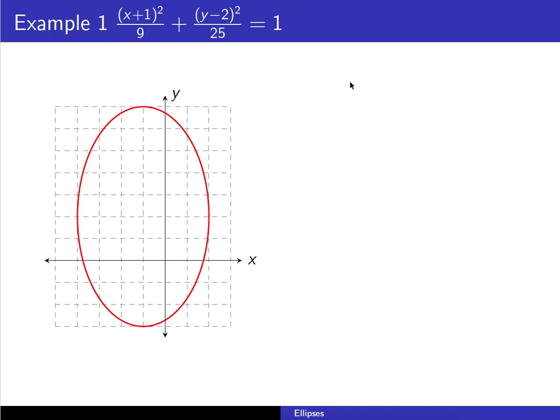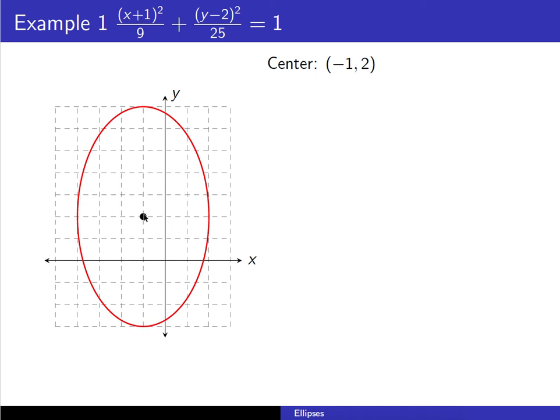All right, well, first and foremost, I strongly urge you to graph it if you can. A lot of technology now allows you to graph things rather easily. Here's what it looks like. Our center is, x has a plus 1 and y has a minus 2 afterwards, so it's negative 1 and 2. So there's our center.